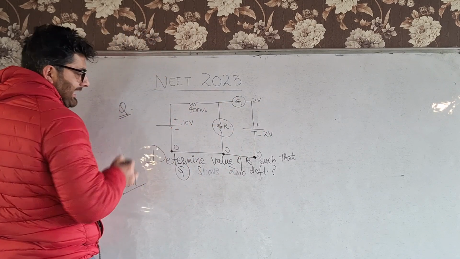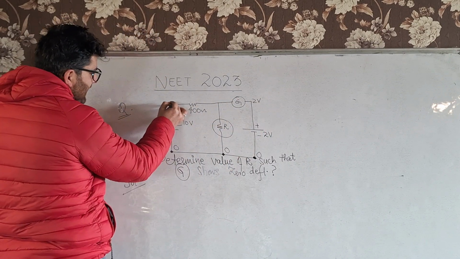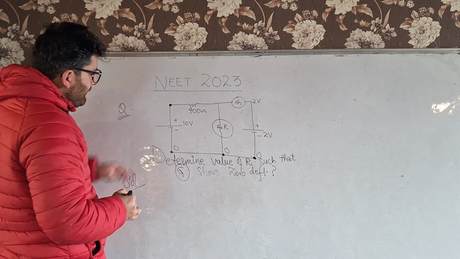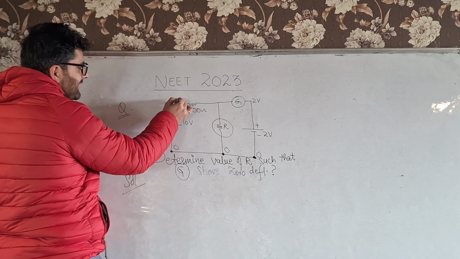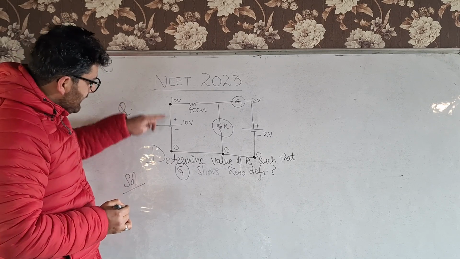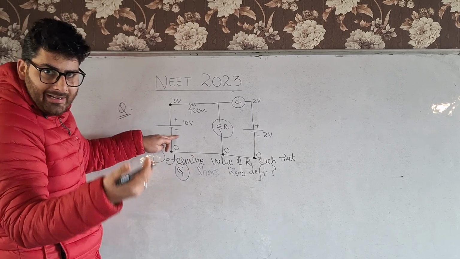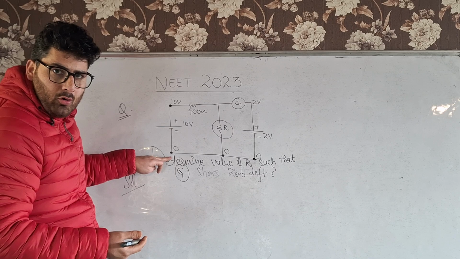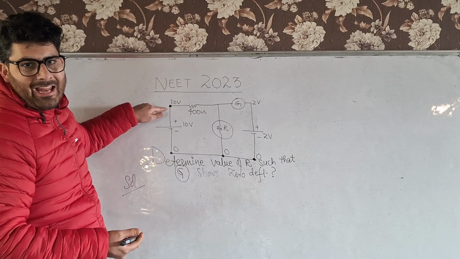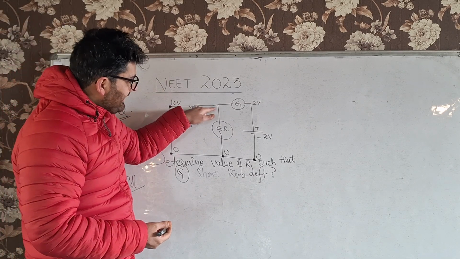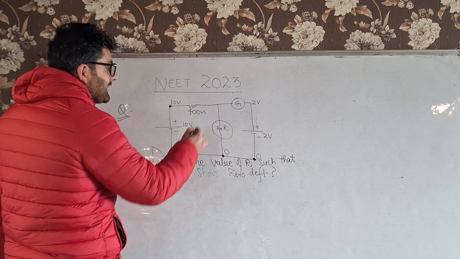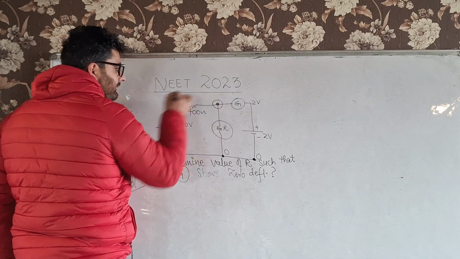And here's a cell of potential difference 10 volt. That means this cell will contribute a potential of 10 volt at this point, because the potential difference between these 2 points is 10 volt. As I already said, I have marked this point as 0. That means this point will have a potential of 10 volt. This point, I don't know what will be the potential of this point. This I have to get.